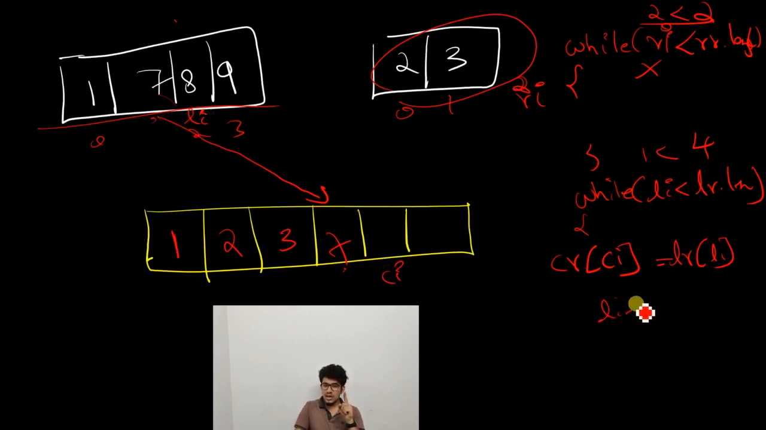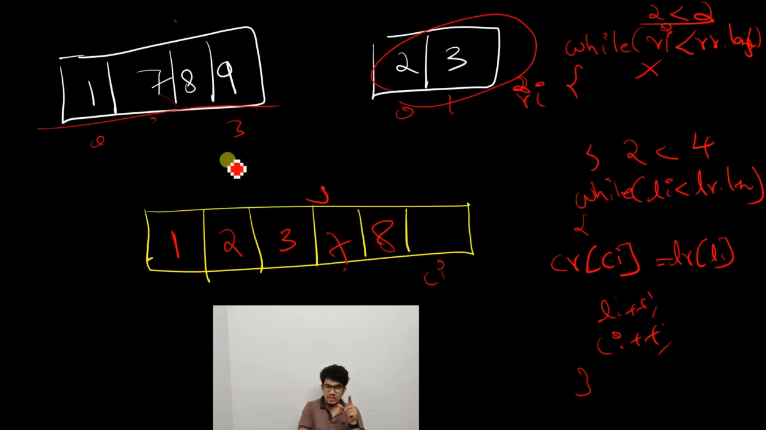So both Li plus plus and Ci plus plus. Okay, yes, this is what I have to do. Now, yes, it has done. Again, this is a while loop, so it will check the new value of Li. The new value of Li is 2. Is 2 less than 4? Yes. In that case, that 8 should be stored here. Ci should increment and Li should increment here.